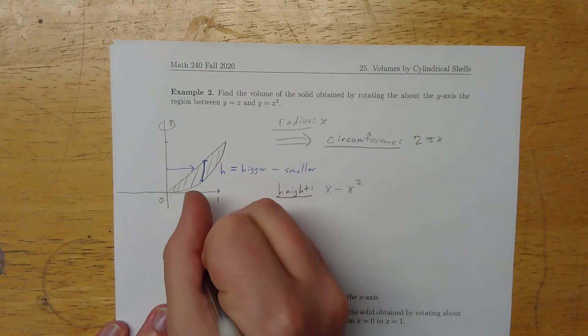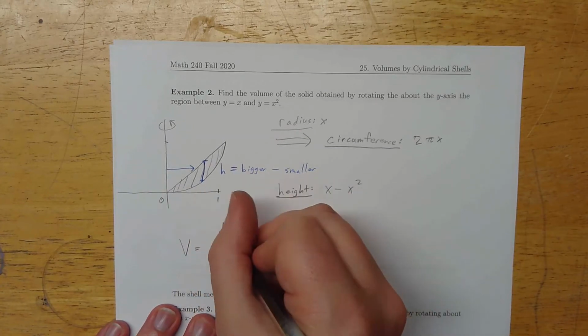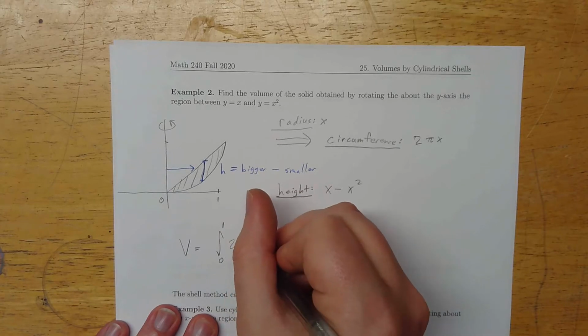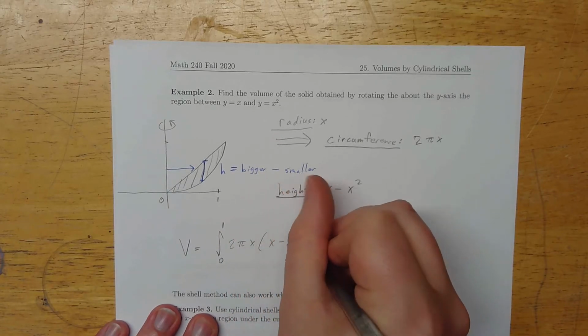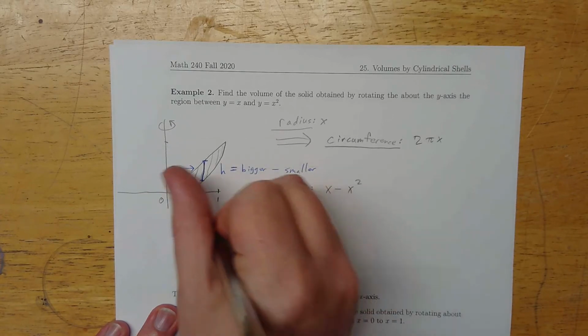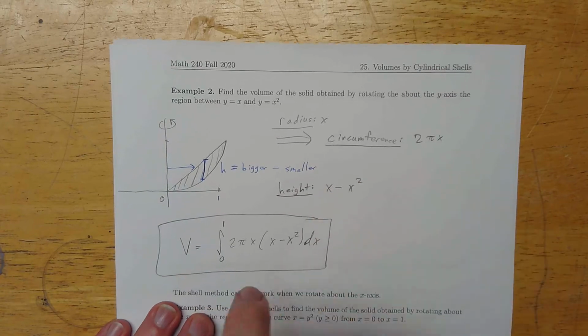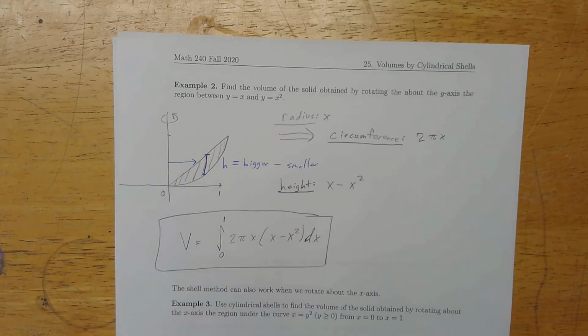So that means our volume will be equal to the integral from 0 to 1 of 2 pi x times x minus x squared dx. And again, right now we're really just interested in if we can set this up. Although, if you go through this, this was one of our examples, I believe, from the previous set of notes.